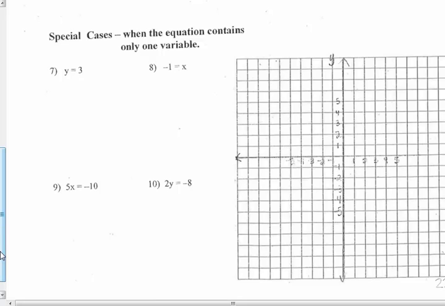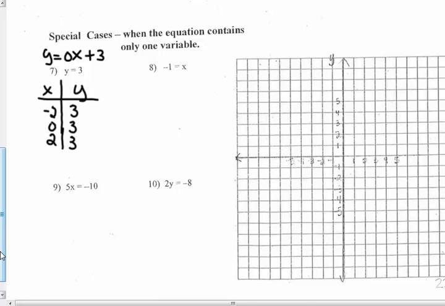Y equals 3. Well, I go to build my table, and I choose my 3 values for x: -2, 0, and 2. Well, every time y is 3. I don't have a choice, because this really is the equation y equals 0x plus 3. 0 times -2 is 0, plus 3 gives me 3. 0 times 0, plus 3 gives me 3. 0 times 2, plus 3 gives me 3. Y is always going to be 3. Might as well just fill it in. I really didn't need to solve that.